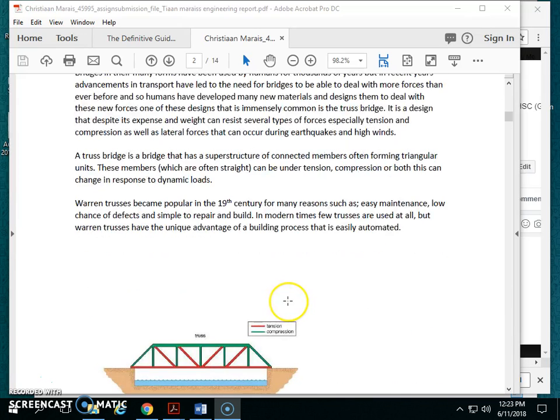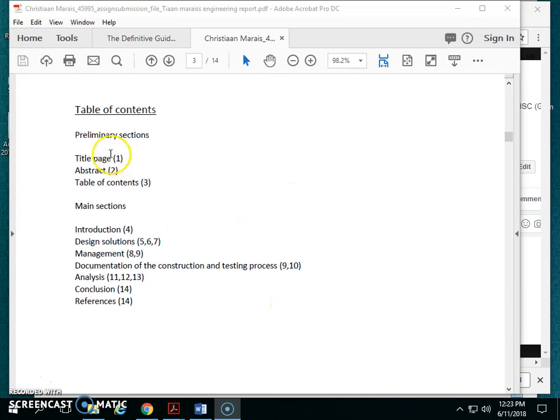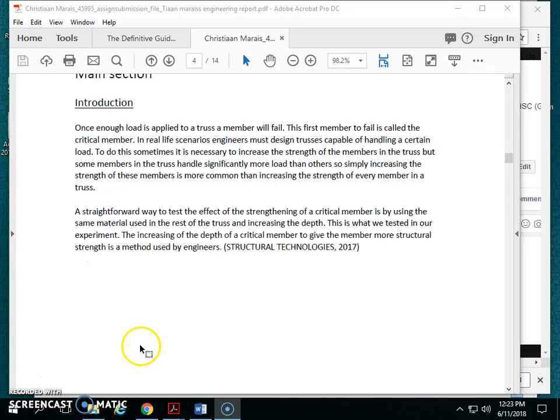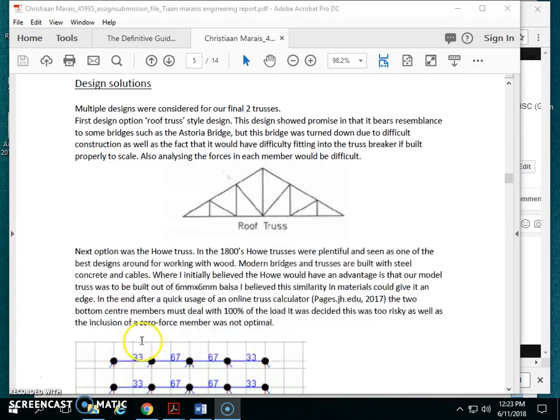So he has got a title page, which is good. He's got page numbers. He's got an abstract. He's got a table of contents. I think that could have been a bit cleaner, but I can't take any marks off because he's done it. He's got a main section with an introduction, and then he's gone into design solutions.